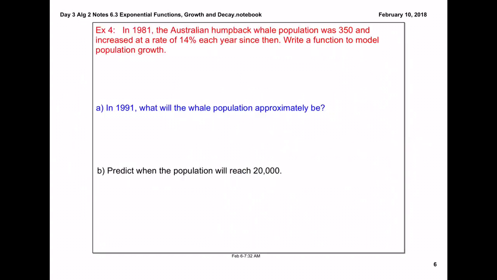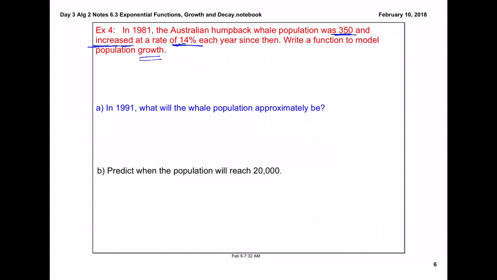In example 4, in 1981, the Australian humpback whale population was 350. I underline my important information. It increased at a rate of 14% each year since then. Write a function to model the population growth.